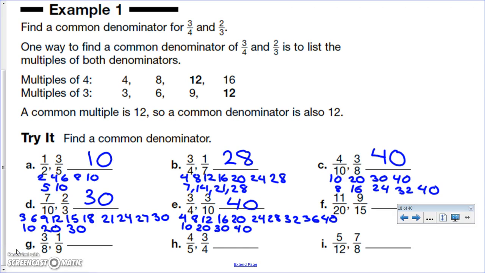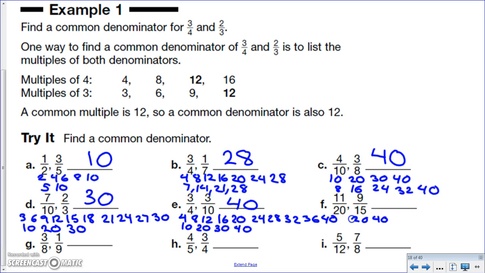So for F, we have 11/20 and 9/15. So again, we're going to write out our multiples. And we get 60 as our common denominator.